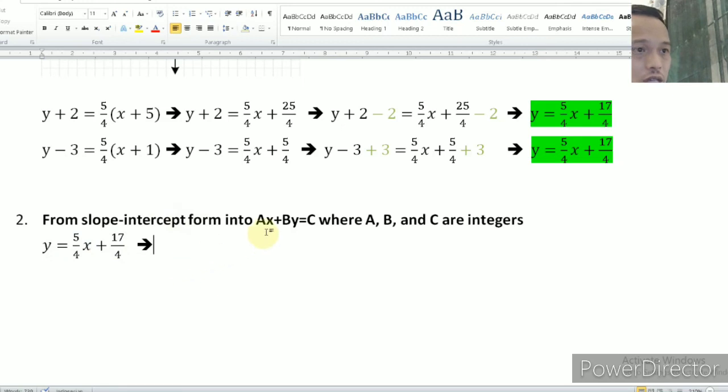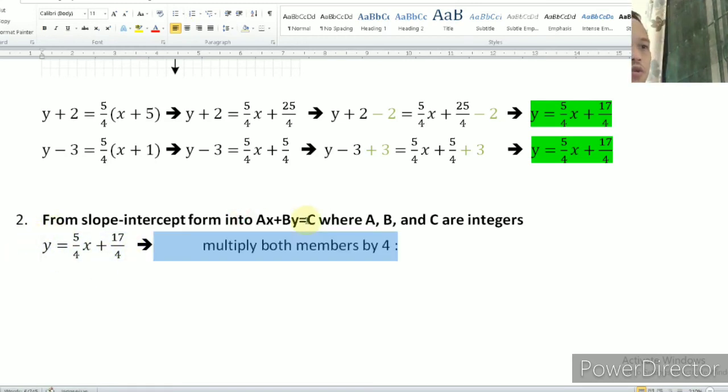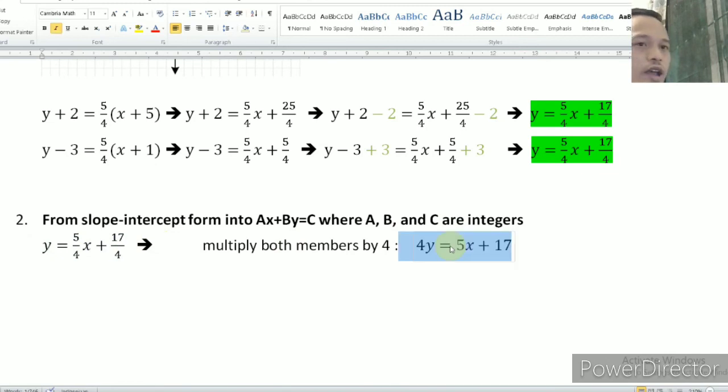Please keep in mind that I will leave the constant on the right member, and the x and y will be on the left. Both x and y may have coefficients. So we are not isolating x, we are not isolating y. We just collect the x and y on the left member and the constant on the right member. So what we are doing now is we multiply both members by 4. Why? Because we don't like fractions, right? So let's multiply all by 4 to get rid of fractions. In the end, we have 4y equals 5x plus 17.